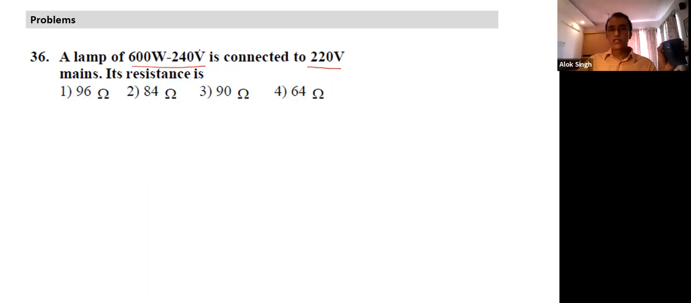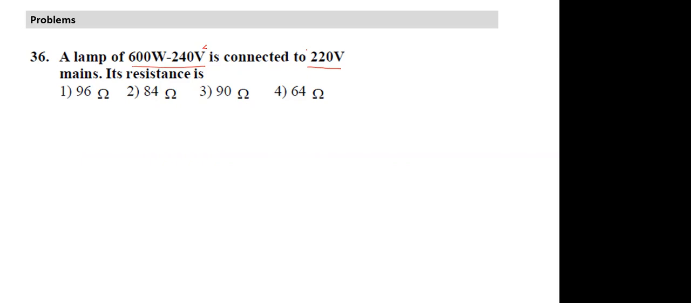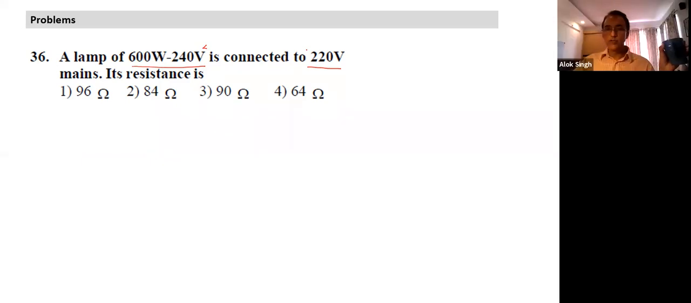See, rather than connecting to 240 volts, suppose I connect to 220 volts, will the resistance change? Does resistance depend on voltage? Resistance does not depend on voltage. That's what Ohm's law means. Resistance is independent of voltage. That's why V by I remains constant.